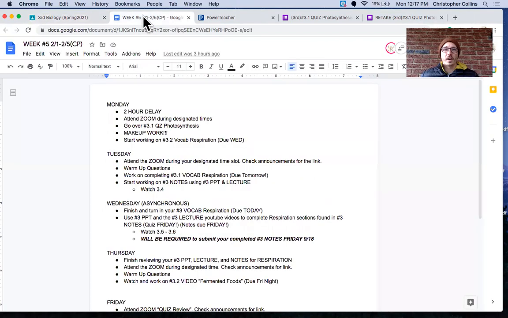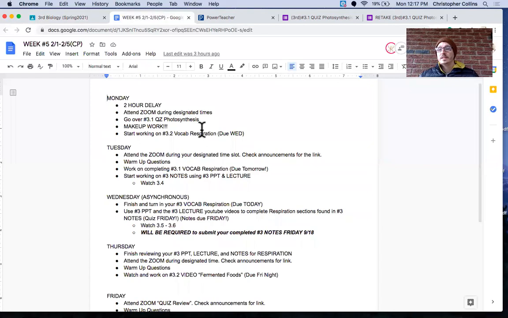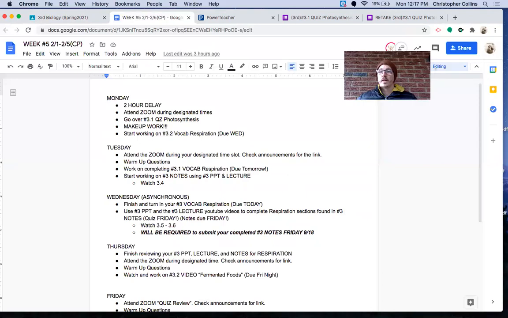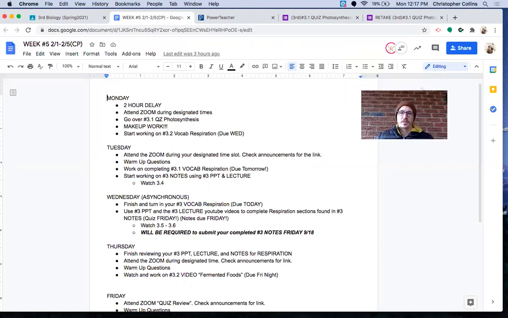So let's take a look at our checklist for the week. We had a 2-hour delay, so I'm going to be shifting some things around. I was going to talk to you about cellular respiration today, but I'm going to do that tomorrow instead. I'm going to quickly go over your quiz from Friday. You had a quiz on photosynthesis on Friday. I know some of you have still yet to complete it, but I'll address that shortly.